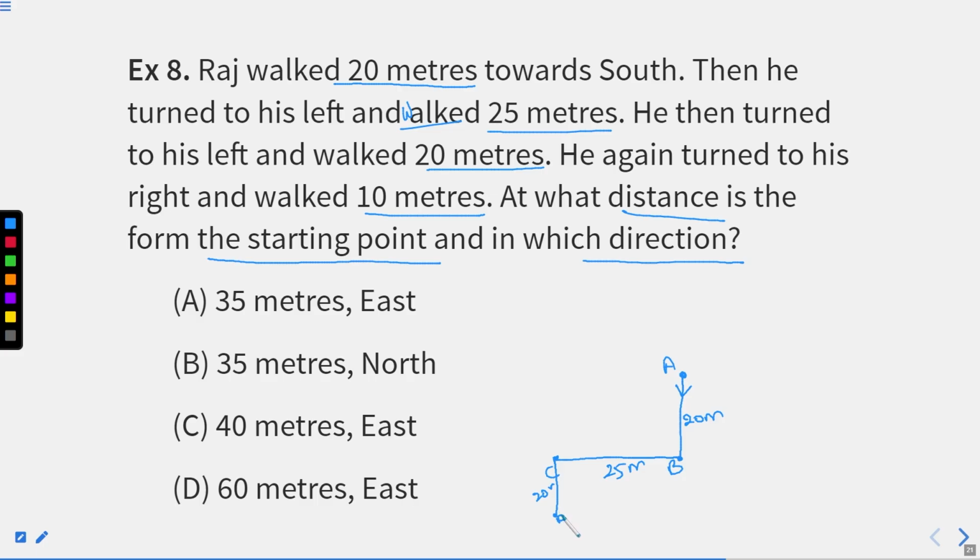And then he turned to his right and walked 10 meters. Again, point E, 10 meters, right? He moved 10 meters. At what distance is he from the starting point and in which direction? This is something we have to find now, right? For that, what will we do? We'll draw a line from this point to the starting point, right?